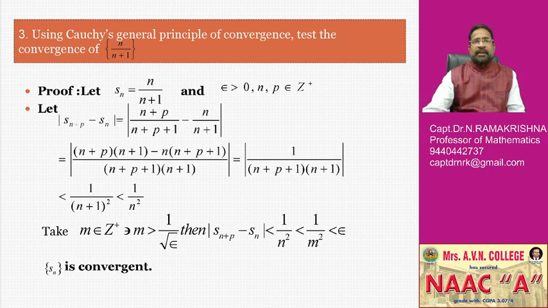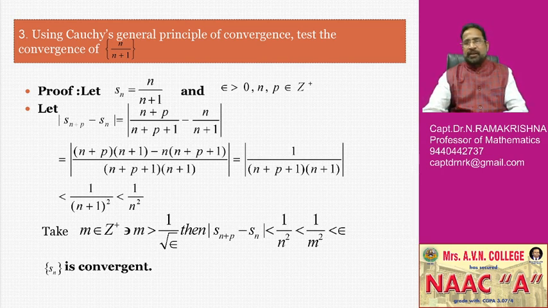So take m a positive integer such that m is greater than 1 by root epsilon. Then we can say that modulus of Sn plus p minus Sn is less than 1 by n squared, that is less than 1 by m squared, that is equal to epsilon. So the sequence Sn is a Cauchy sequence and it is convergent.